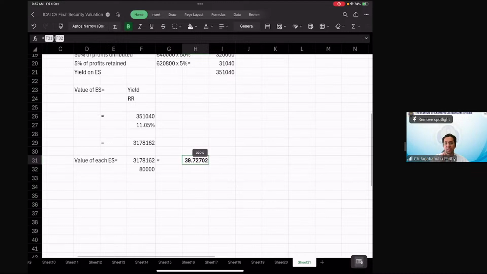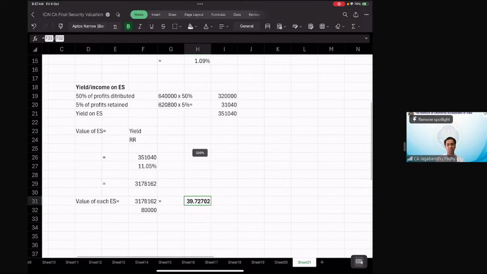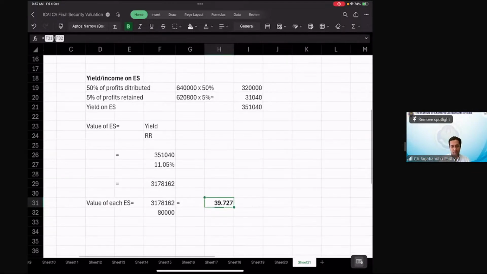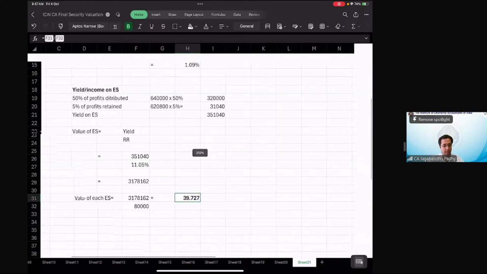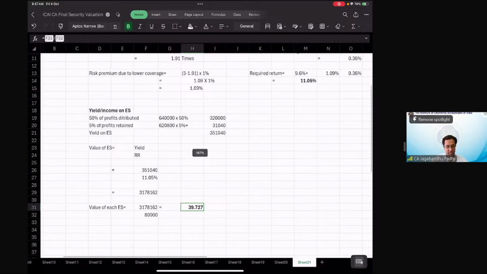Okay, so it was a different approach question altogether, where we were supposed to calculate the yield on equity shares by taking some portion of the distributed profits and some portion of the retained profits. Are we good, everyone? Yes. Perfect. So you're free to ask the queries. Summarize this question. Okay. This question was simply to calculate the value of each equity share, Savita.